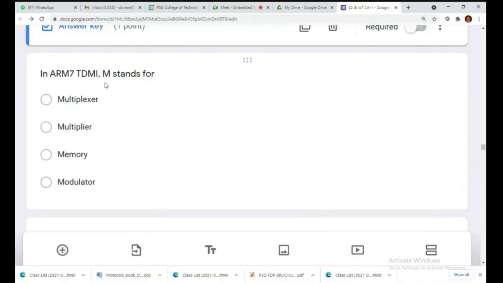In ARM7 TDMI, M stands for multiplier. That is why macro, in a song we have done: T stands for Thumb, D stands for debugging facilities, M stands for hardware multiplier, and I stands for in-circuit emulation facilities. So the presence of a hardware multiplier is the right answer, the second one.